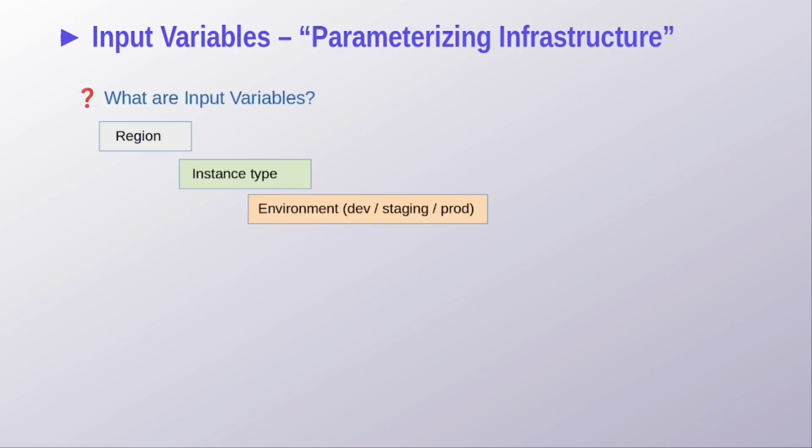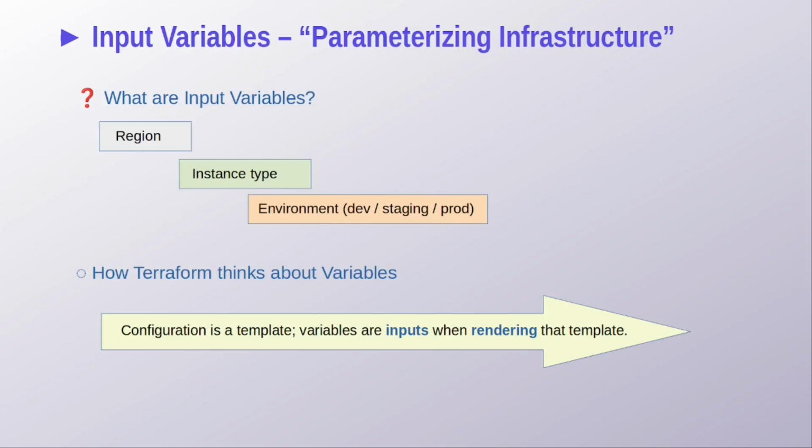What are input variables? Input variables help you avoid hardcoded values, reuse code, and support multiple environments. Example: AWS region, instance type, environment such as staging or production. How does Terraform think about variables? Terraform thinks the configuration is a template. Variables are inputs to that template. Very important: variables do not create resources, do not control execution order, and do not create dependencies. They only change values.